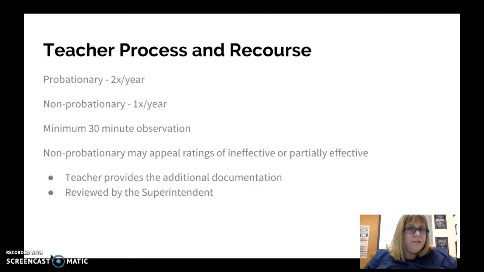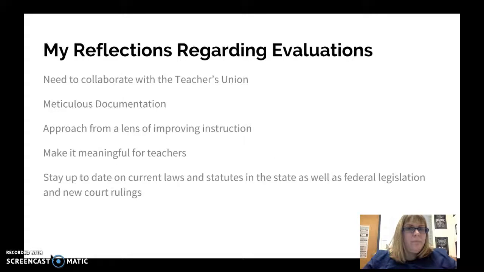In terms of the teacher process and recourse, probationary teachers are observed twice a year. That's that big 50% section. Non-probationary teachers are required to be observed 1 time a year. And this is in an evaluative capacity. Those observations need to be a minimum of 30 minutes. Non-probationary teachers may appeal ratings of ineffective or partially effective, but the teacher needs to provide all of that documentation. So they provide their body of evidence. That is reviewed by the superintendent, and what the superintendent decides about that evaluation rating is what stands for the teacher.